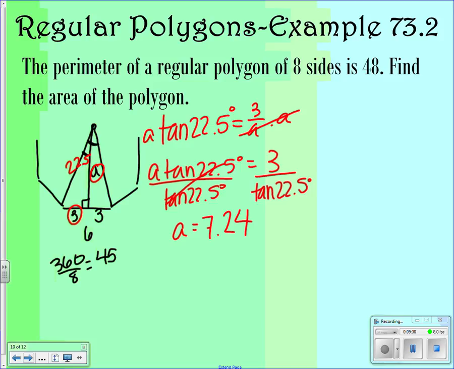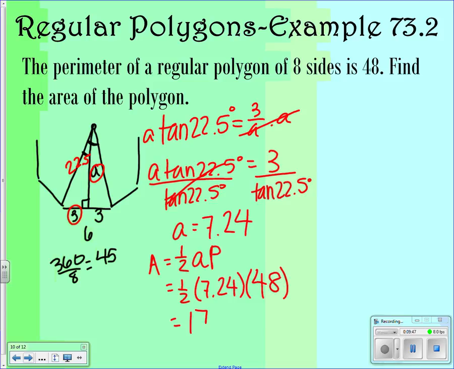So now, to get our area, we're going to do 1/2 apothem times perimeter. Our apothem is 7.24, and our perimeter is 48. And so if you multiply and then divide by 2, you should get 173.82. And again, it's just units squared, because they didn't give us units on that 48. So that's going to be the area for your polygon there.